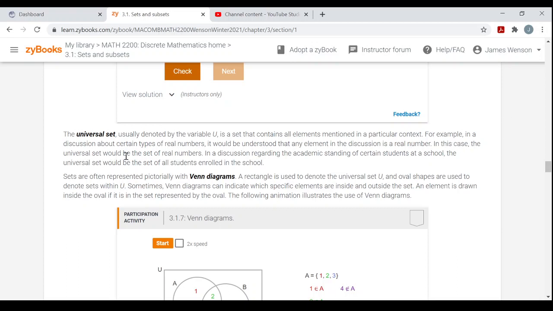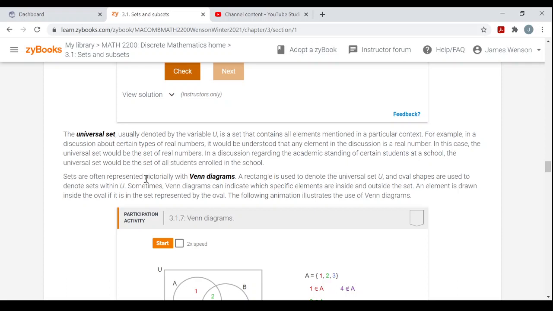In this case, the universal set would be the set of real numbers. In a discussion regarding the academic standing of certain students at a school, the universal set would be the set of all students enrolled at the school. So it depends on the context. But the universal set is the set of everyone in question, everyone that you're discussing.